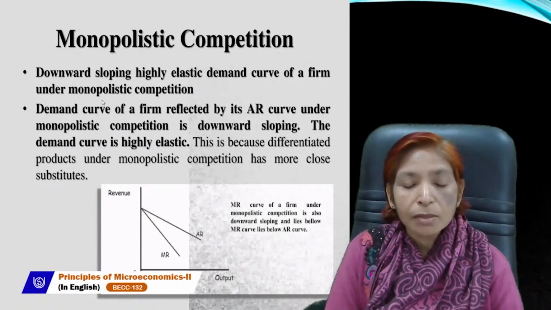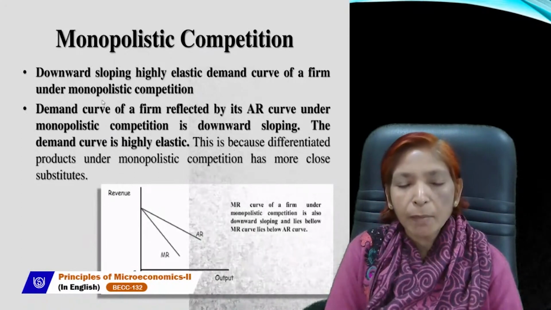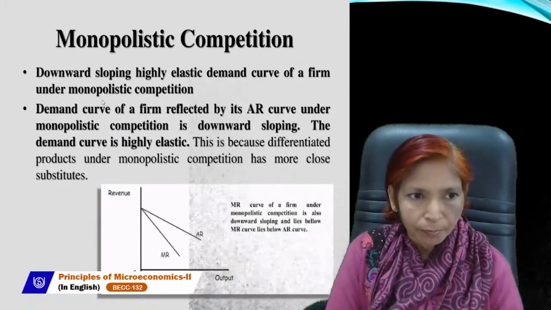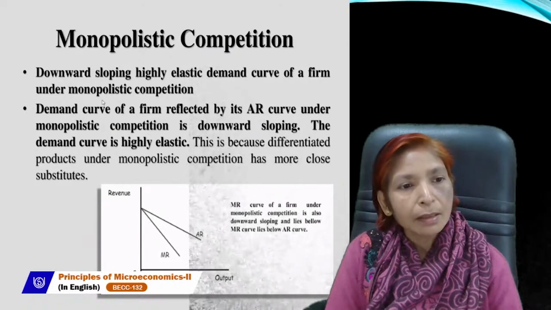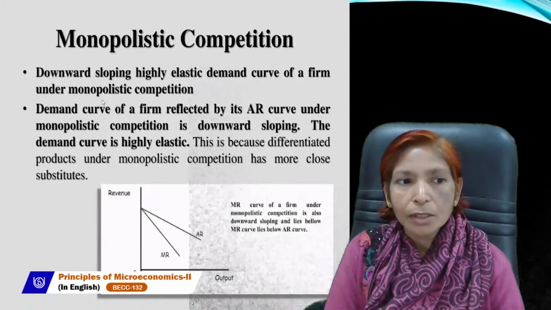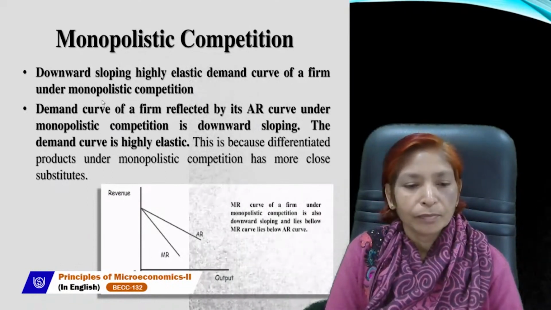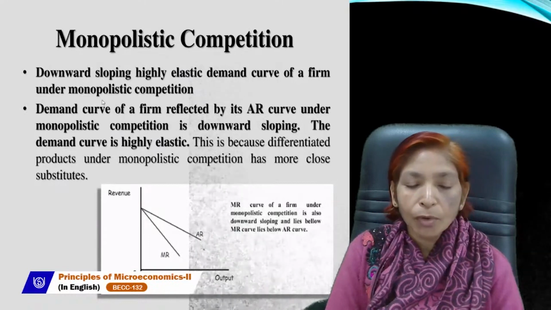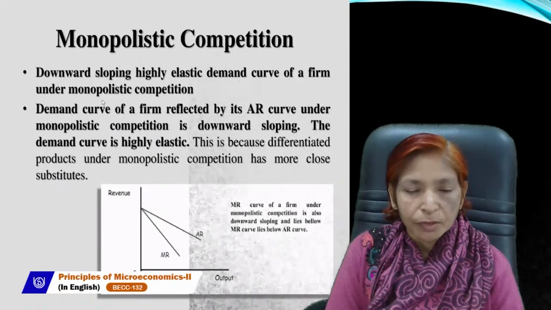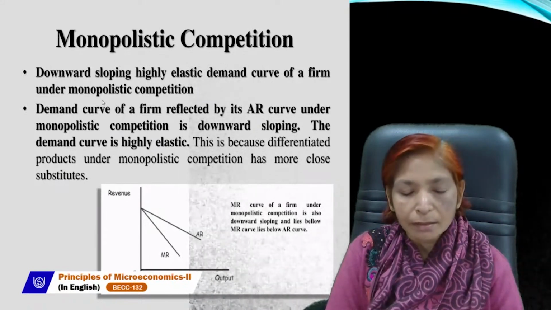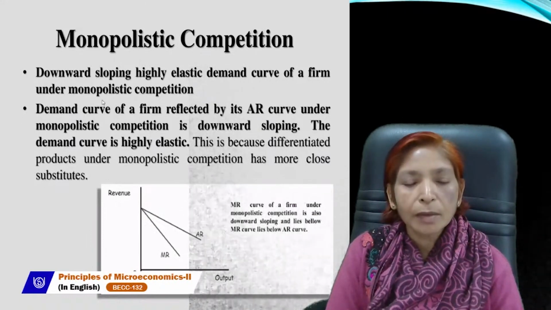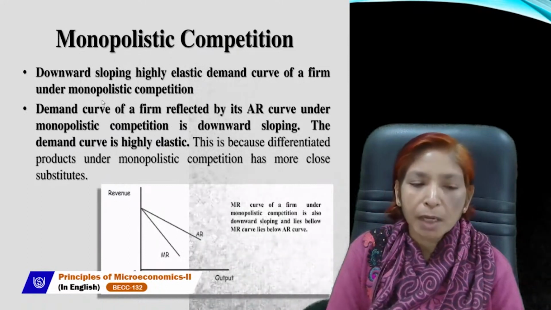But this diagram is different from the monopoly demand curve diagram and the perfect competition market demand curve diagram. Why? What is the reason behind this? The reason is that this demand curve is downward sloping and highly elastic, because this curve is flatter than the monopoly's AR/MR curve. Why is this curve flatter? Why is the demand curve more elastic? And why does the demand curve remain steeper under a monopoly market?